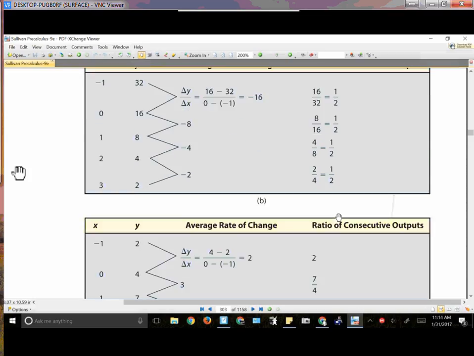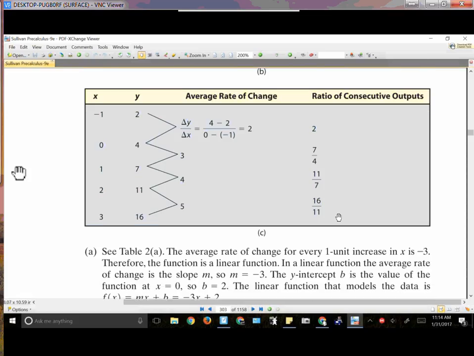That's the difference there. And now this one here, 2, 3, 1, 4, 5, it's going up by a predictable amount. But the ratios, are the ratios the same? No. So that's neither. That's not linear. That is not exponential. It's something else. We just don't know what it is yet.